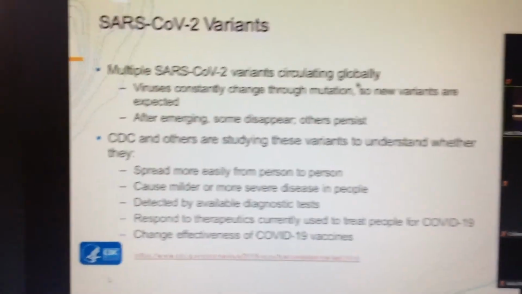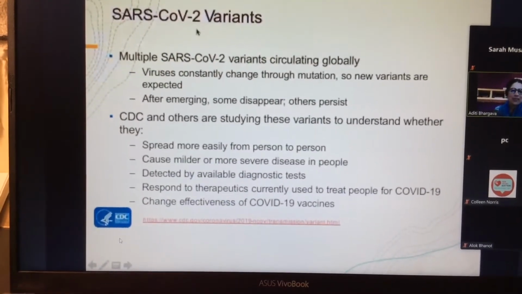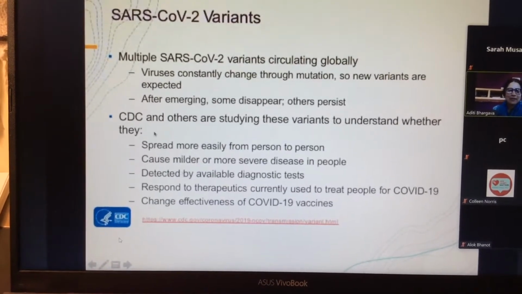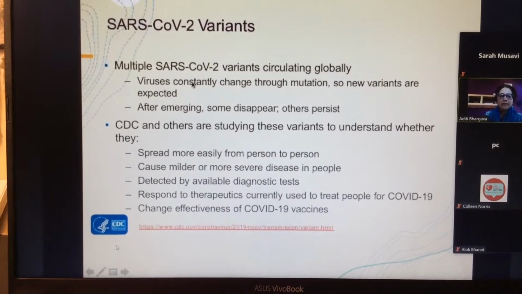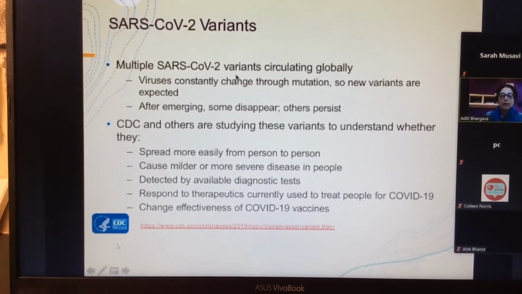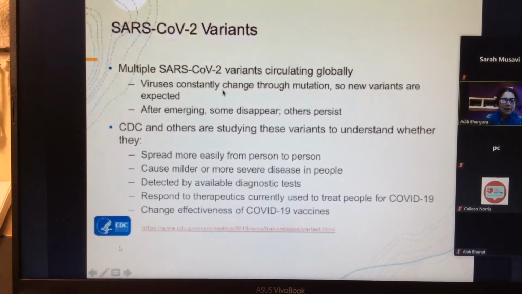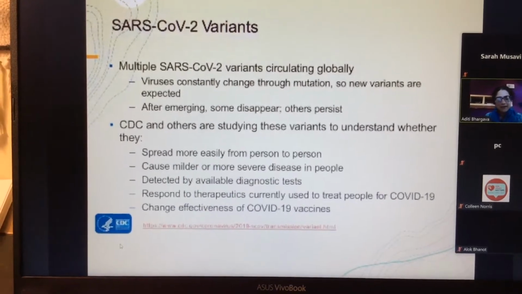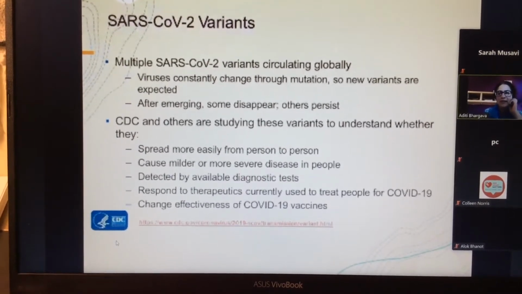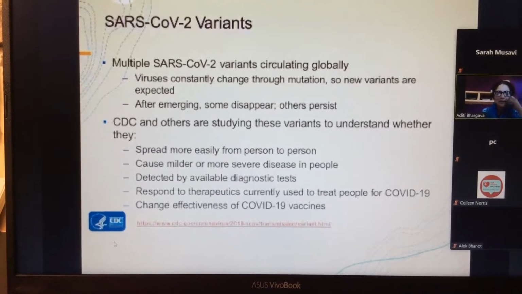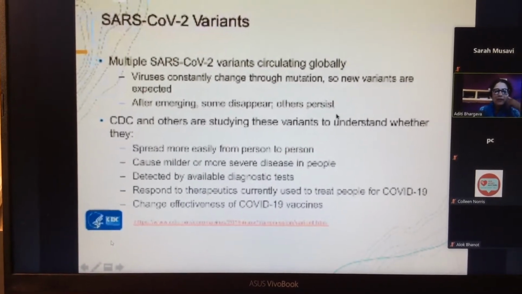The CDC website gives a lot of information about SARS-CoV-2, and the next few slides I've just taken from the CDC website without largely modifying them. This talks about how there are multiple variants, as we know, and these variants are constantly changing. Unlike other flu viruses or other viruses that we've known, it seems that these mutations are appearing at a much faster rate than we can even count. And some of these variants, after emerging, have disappeared, and others have persisted.